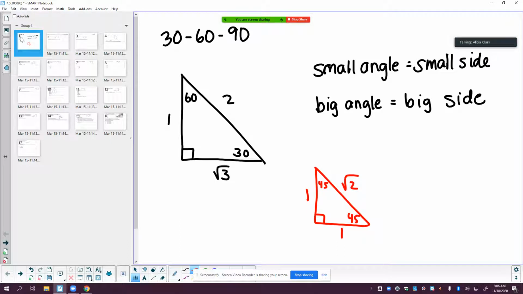Across from the smallest angle, in this case the 30-degree angle right here, should be the smallest side, so it's going to be 1. Across from the biggest angle, which in this case is the 90, is always going to be the biggest side, which in this case is 2. To remember which side goes where, the 1 is always across from the 30, the 2 is across from the 90. Square root of 3 is the middle side. It's about 1.7-ish if you were to simplify that, and that's across from the 60 because that's the middle angle.